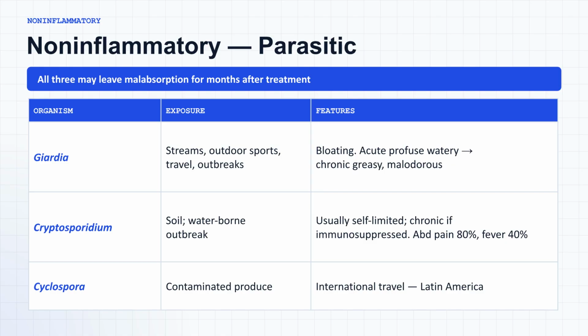Abdominal pain occurs in about 80%, and fever in about 40%. Cyclospora comes from contaminated produce and international travel, classically Latin America. One warning: all 3 can leave malabsorption for months after treatment. The common thread is water and travel, so ask about camping, about wells and streams, and about imported produce.